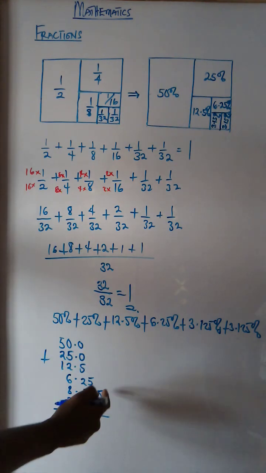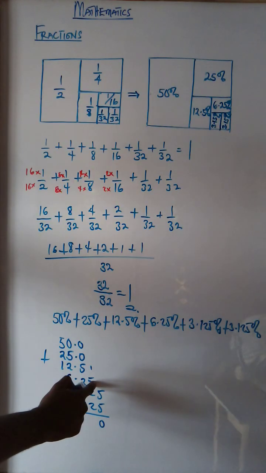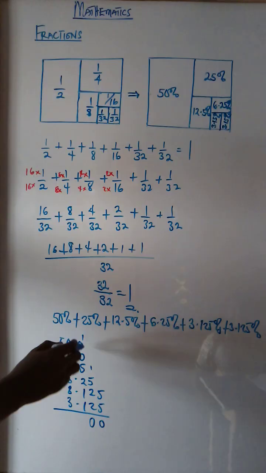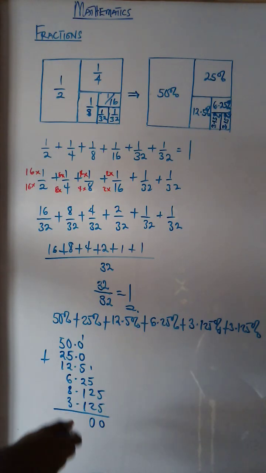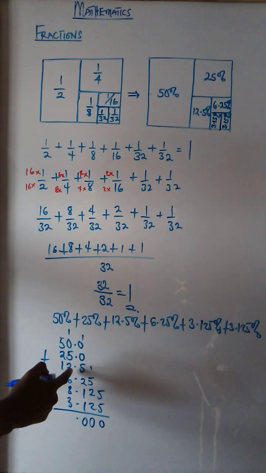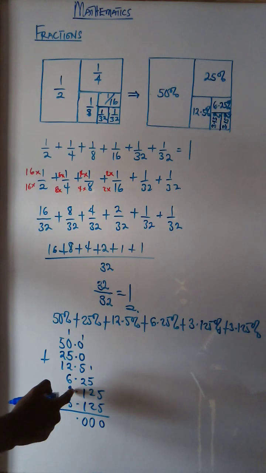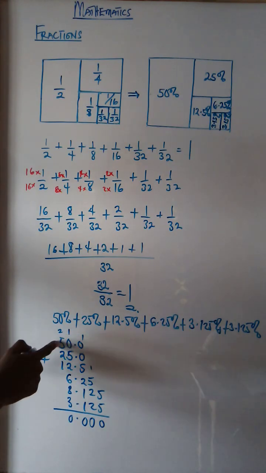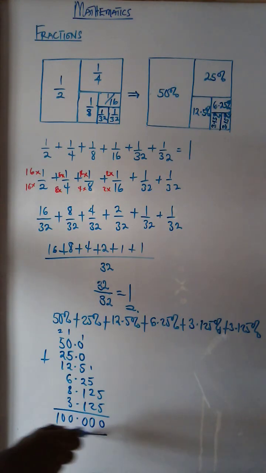So 5 plus 5, 10, 0 carry 1. The 1 over here. 1 plus 5, 6, plus 2, 8, plus 2, 10, 0 carry another 1. 1 plus 5, 6, plus 2, 8, plus 1, 9, plus 1, 10, 0 carry 1. Put the 1 here. 1 plus 5, 6, plus 2, 8, plus 2, 10, plus 3, 13, plus 3, 16... 0 carry 2. 2 plus 5, 7, plus 2, 9, plus 1, that's 10. So this is what? 100%.